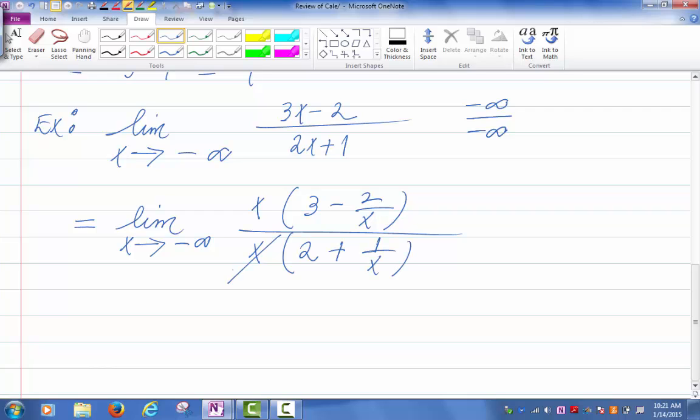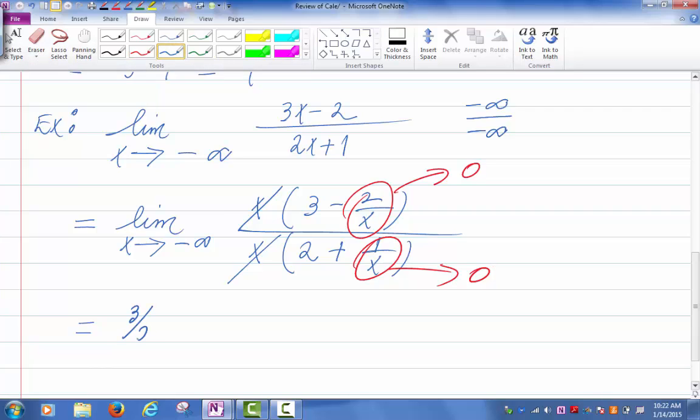And now I can cancel out the x's. And now you ask yourself, what's the limit? As x gets bigger and bigger and negative, right? 2 over x, what's happening to 2 over x? It goes to 0. 1 over x goes to 0 as x gets bigger and bigger and negative, right? You're dividing by a big number. Even though it's negative, it's a big negative number. And so you get 0, and you're left with what?